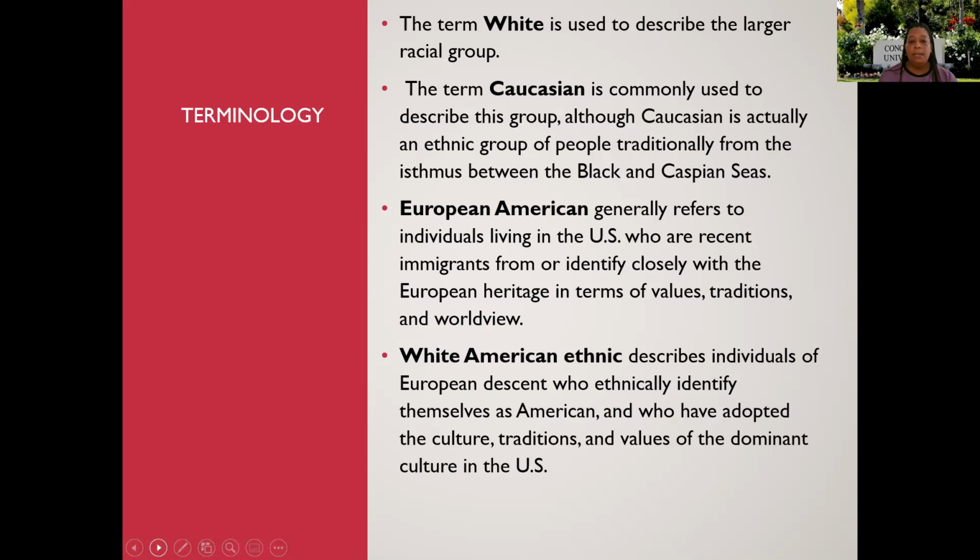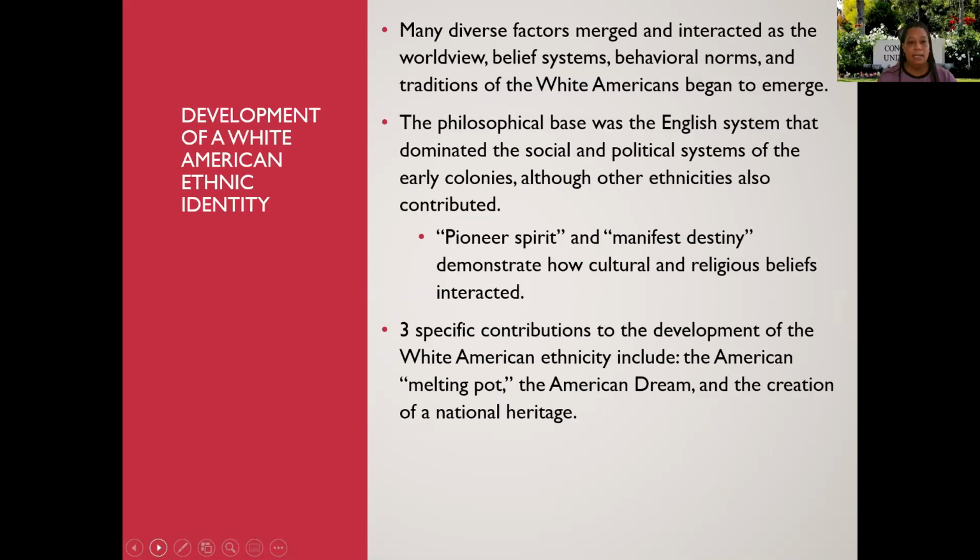European Americans were generally referred to as individuals living in the US who were recent immigrants from or identify closely with the European heritage in terms of values, traditions, and worldviews. And then the white American ethnic, which describes individuals of European descent who ethnically identify themselves as Americans and who have adopted the culture, traditions, and values of the dominant culture in the United States.